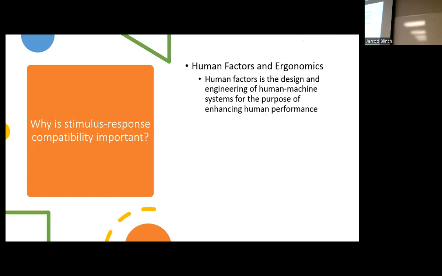So why is this important? We're going to look at it from two different angles. First, kind of the fun, applied side, maybe a little less theoretically driven, is how compatibility is applied to human factors and ergonomics. So human factors is the design and engineering of human machine systems for the purpose of enhancing human performance. This is a relatively recent field that really took off post-World War II.